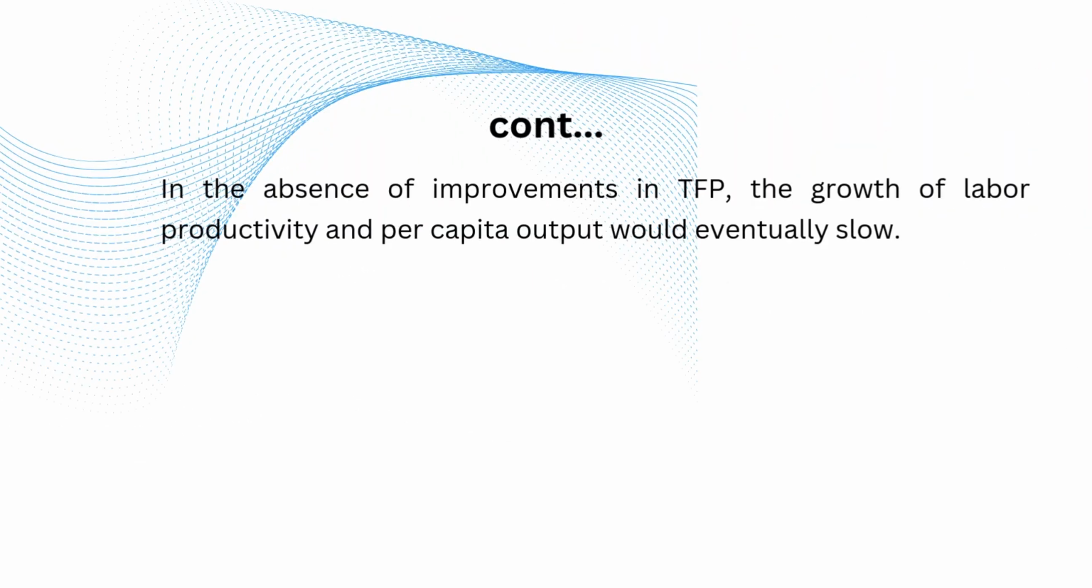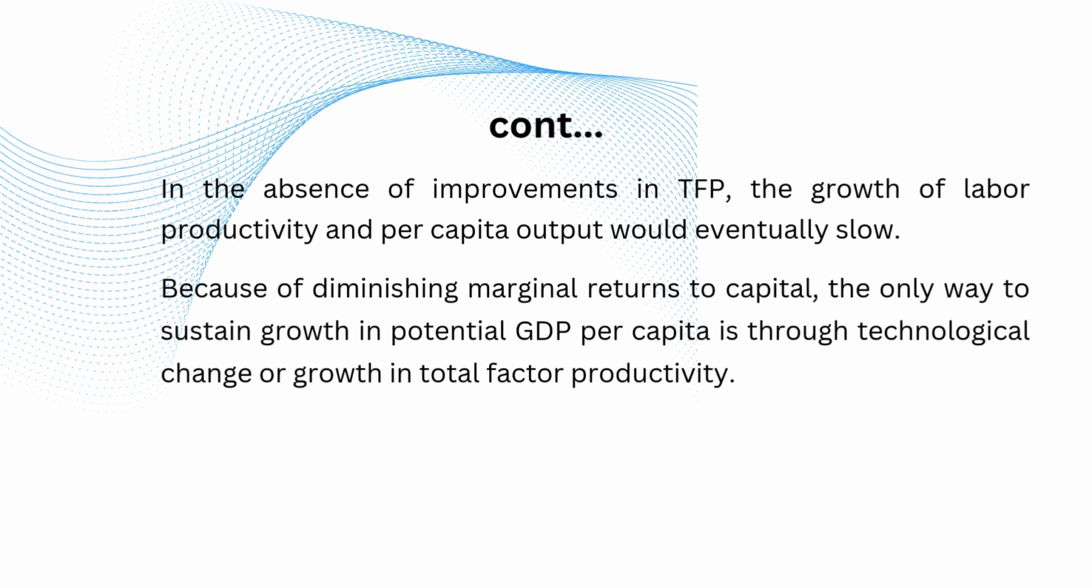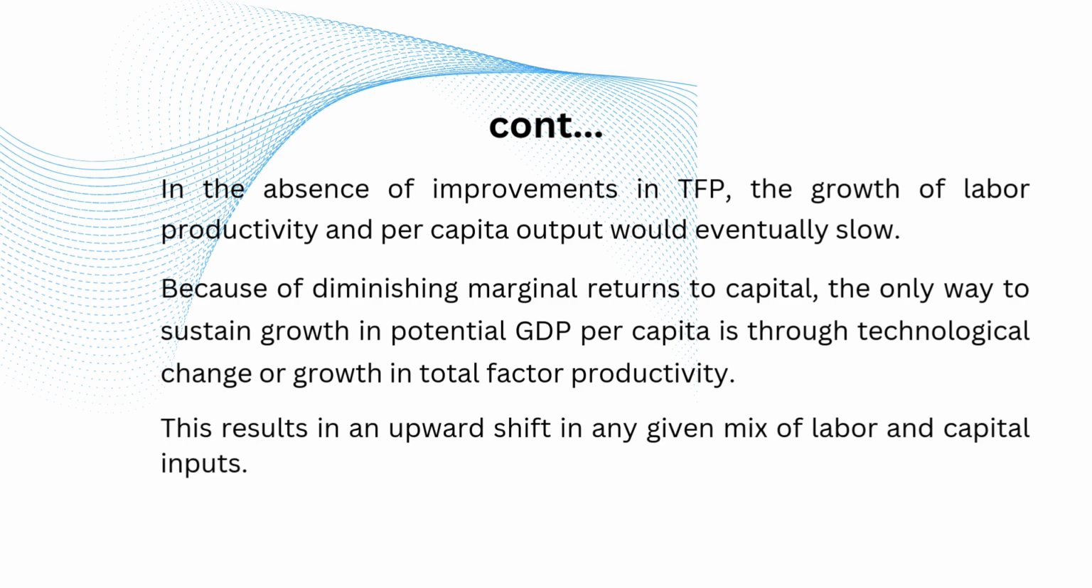In the absence of improvements in TFP, the growth of labor productivity and per capita output would eventually slow. Because of diminishing marginal returns to capital, the only way to sustain growth in potential GDP per capita is through technological change or growth in total factor productivity. This results in an upward shift in any given mix of labor and capital inputs.